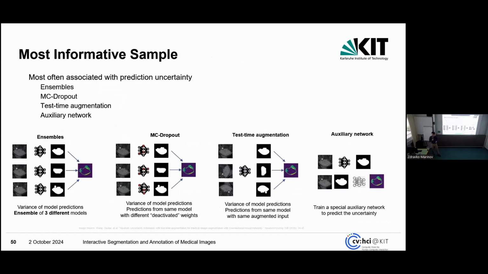There are different ways to select these most informative samples in the two setups. I don't want to go too much into detail here, but as you know, we can use ensembles, different models from different checkpoints, for example. Monte Carlo dropout, the same model, but you drop different weights, and then you look at the disagreements between these models. You can also augment the inputs, or you can even dedicate a model to estimate the uncertainty. It's a bit more niche, but there are some papers which actually do that.